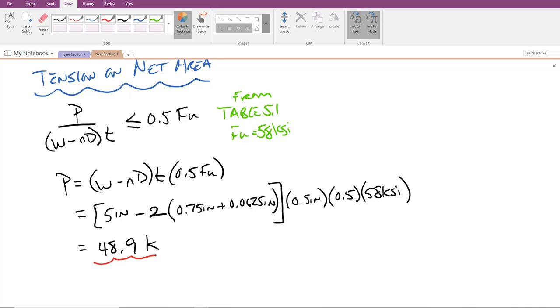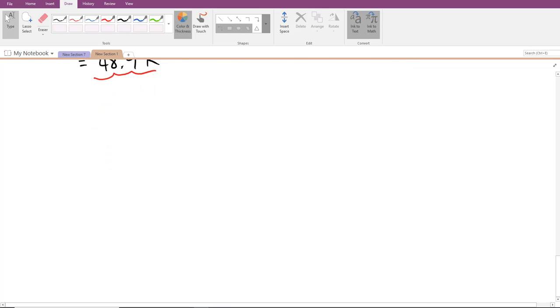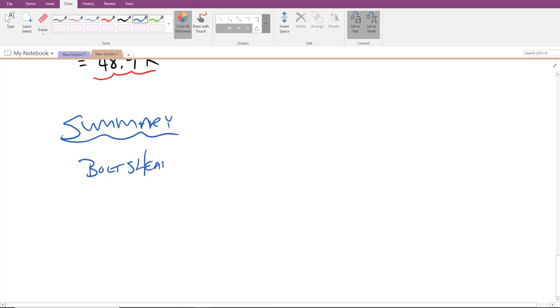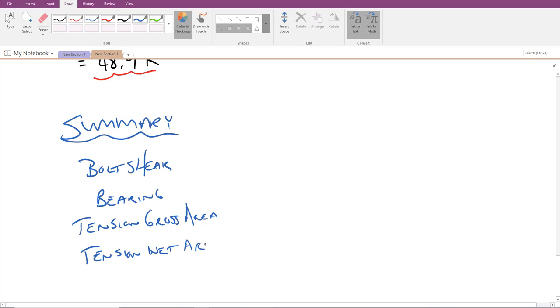We've run 4 different scenarios through there. Rather than scroll up, you're welcome to scroll up. I'm just going to write the summary here. In summary, you have to compare all 4 of these values together. So we've got bolt shear capacity, bearing capacity, tension on the gross area capacity, and tension on the net area capacity that we have solved. And let's just fill those values in.